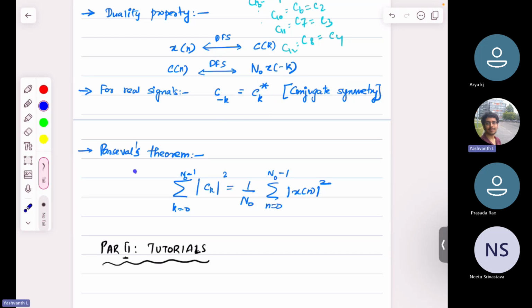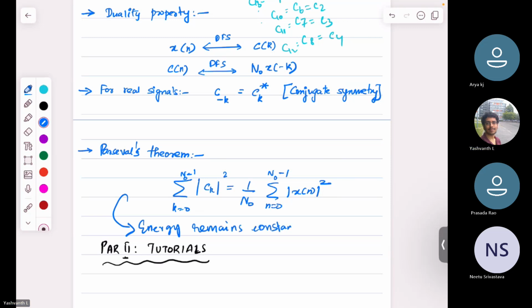Finally, the Parseval's relation says that summation k equal to 0 to n naught minus 1 of mod of Ck square equals 1 by n naught times summation n equal to 0 to n naught minus 1 of mod of xn square. The interpretation is that energy remains constant in time and frequency domains. That is the interpretation of your Parseval's theorem.